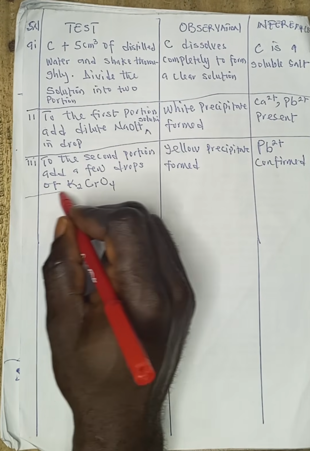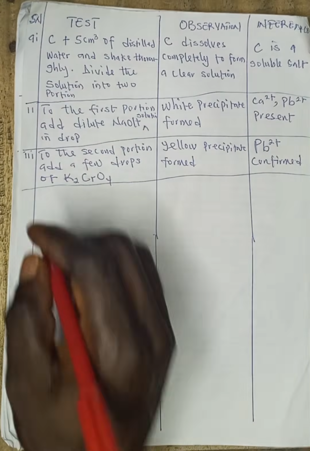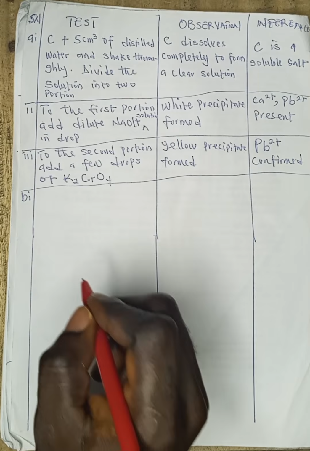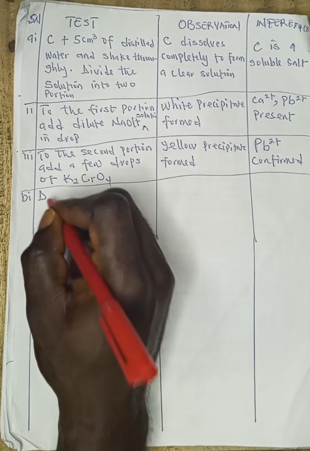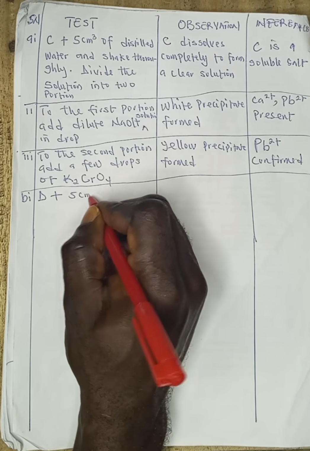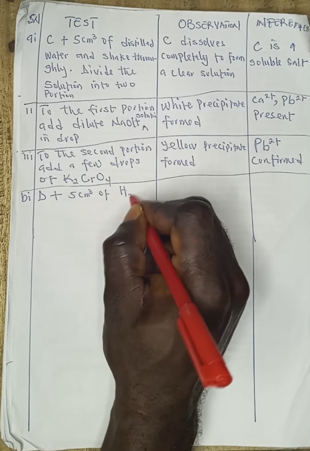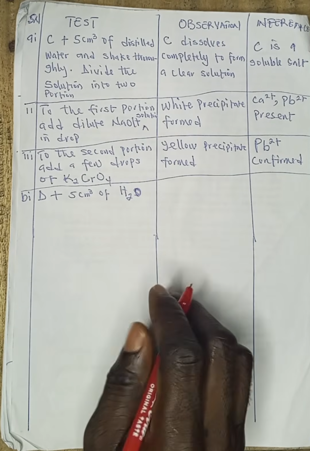Confirm your line is okay. This side is already filled for you. So to the next one now, which is your BI. What do you have in your BI? You say you should dissolve D plus 5 cm cubed of distilled water. I write it H2O, so that will not prolong this thing.